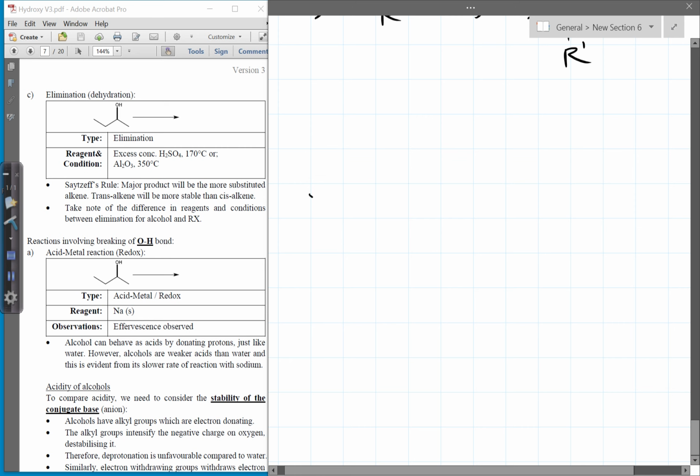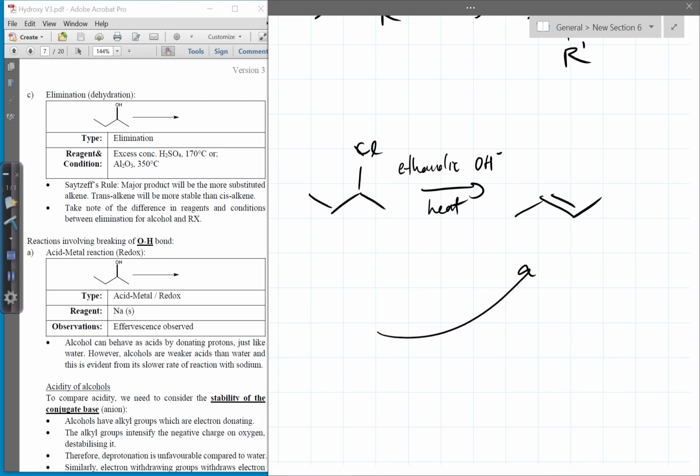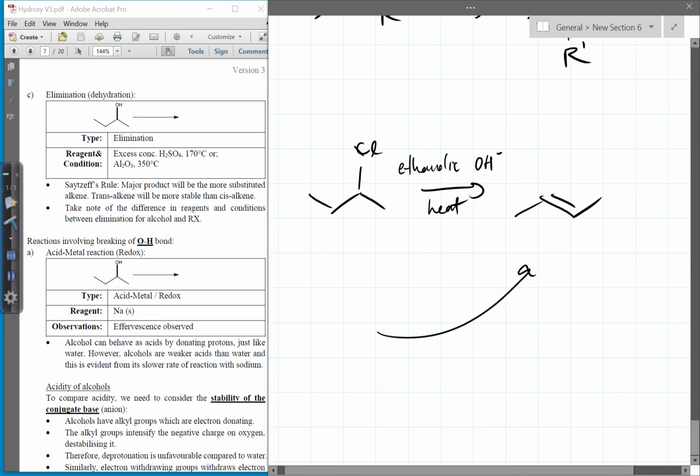For RX, can you still remember the reagents for elimination? What's the reagent? Ethanolic OH minus, right? And heat, right? For this case, you need H2SO4, right? Why for this you need ethanolic OH minus, and this one needs H2SO4, is because you have to convert this to a good leaving group. Cl minus itself is already a good leaving group, right? So therefore for this case, you need the acid, but for this case you need the base. That's the main difference between these two, right?